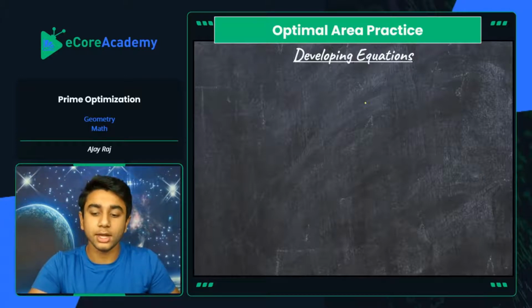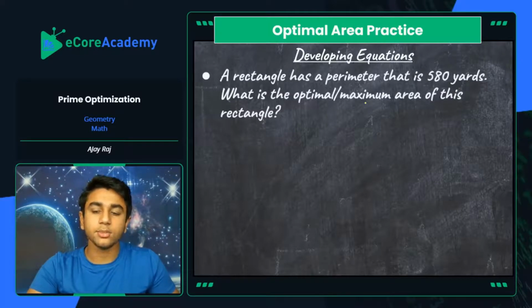I'm merely here to show you how to develop those equations and how to find that given point on a solid graph. So a rectangle has a perimeter that is 580 yards. What is the optimal or maximum area of this rectangle? So we have to calculate that optimal area with the given perimeter.